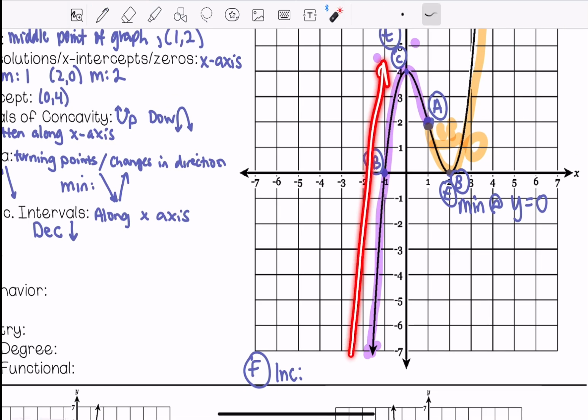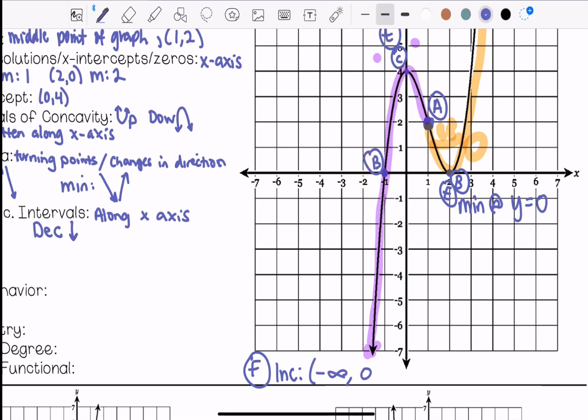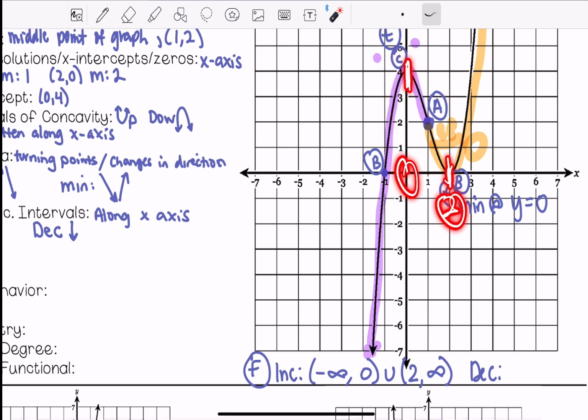We're increasing all the way here until we hit this maximum, which is at 0 compared to the x-axis. So from negative infinity until 0. Then I'm going to do this little U that stands for union. That just means and. So I'm saying I'm increasing from negative infinity to 0 and starting again there at 2 until infinity. So we're increasing here as well from here up. And then our interval of decreasing is just this chunk here. We are decreasing from here to here, which is from 0 to 2.